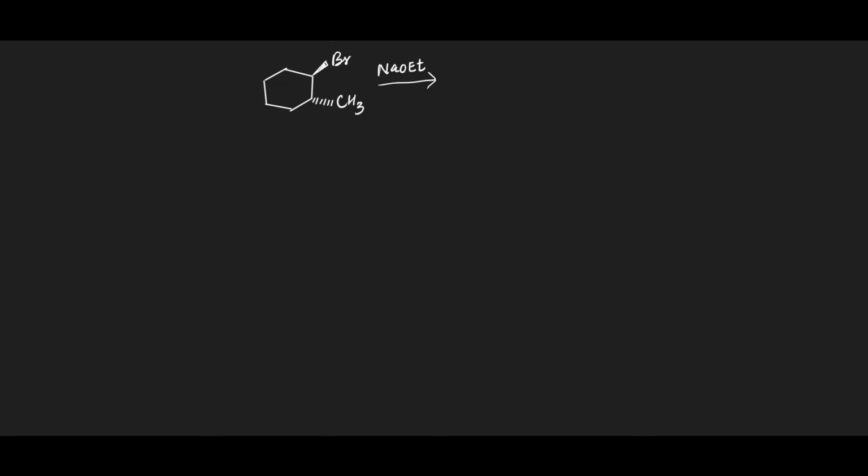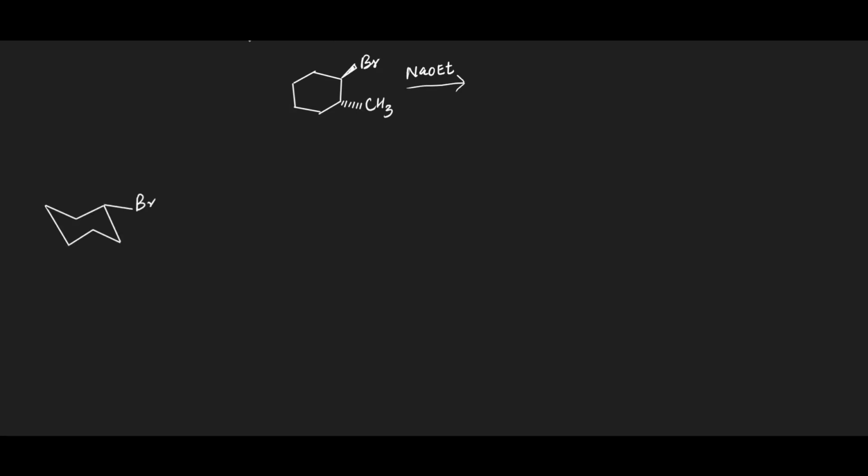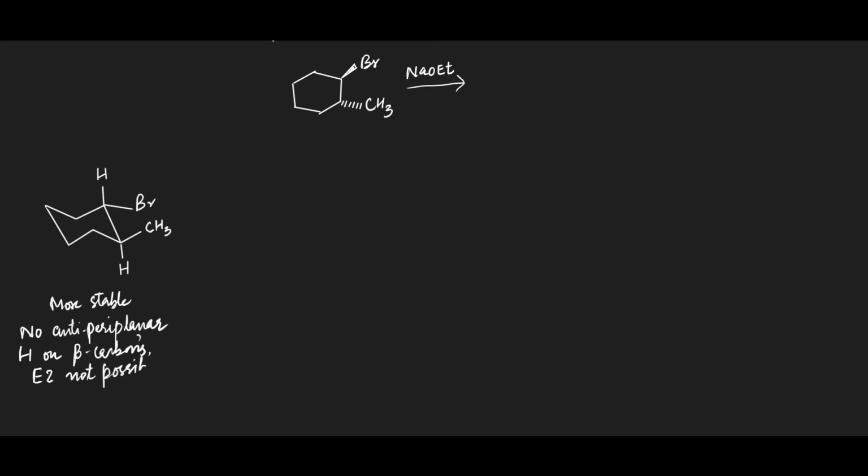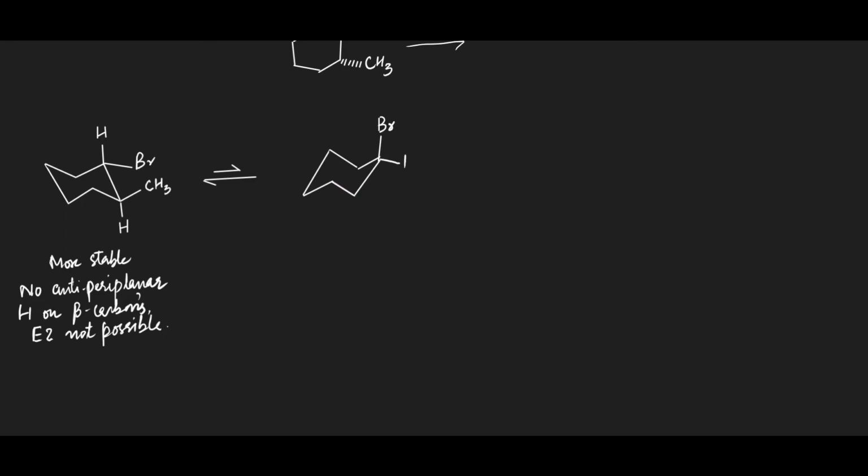Consider this example, wherein trans-1-bromo-2-methylcyclohexane is treated with ethoxide base. 1,2-trans means 1,2 diaxial or 1,2 diequatorial, out of which this diequatorial is the more stable conformation. But if we carefully observe this conformation, we see no anti-periplanar H on beta carbons, because bromine is equatorial. Thus E2 is not possible from this stable conformation. Ring flipping gives this diaxial conformation.